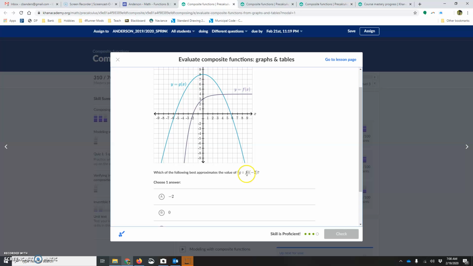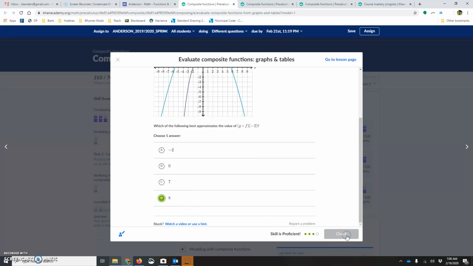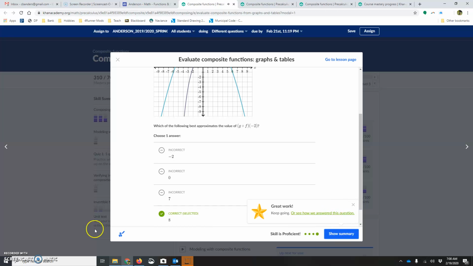All right, -2 goes into f. f is the purple one, and for -2 we get 0 again, okay, and then 0 goes up, and we have 8 as our answer. All right, we are done.